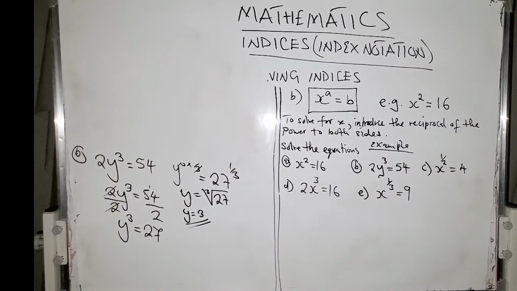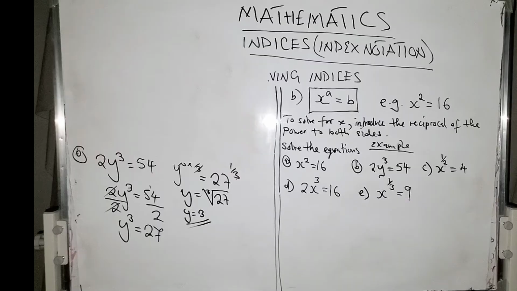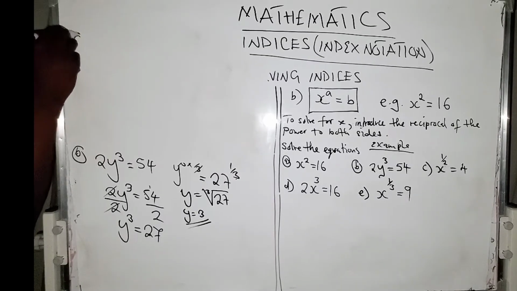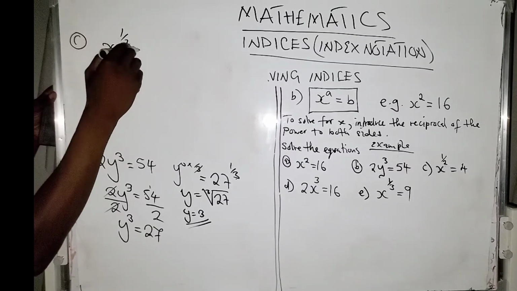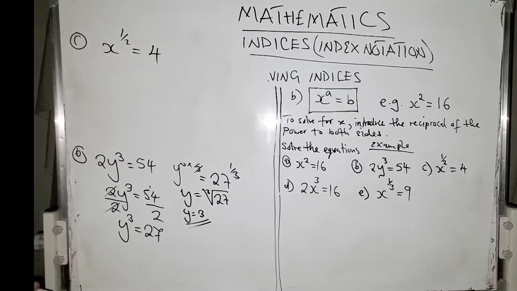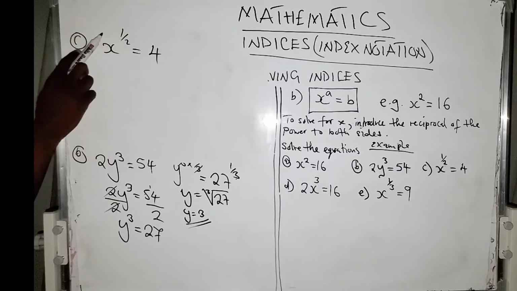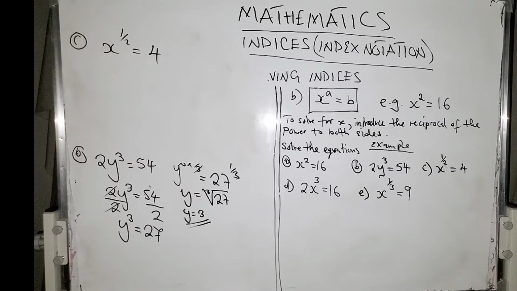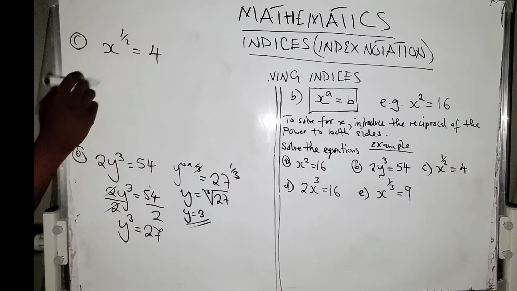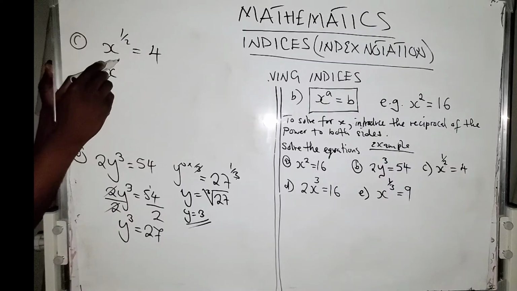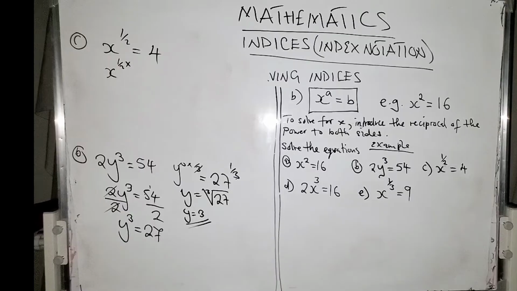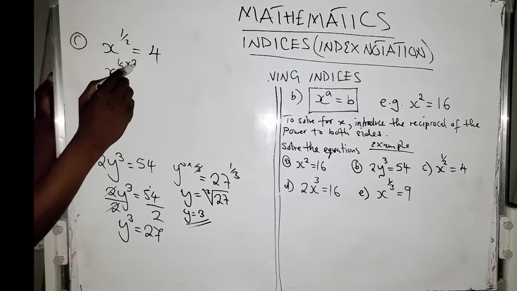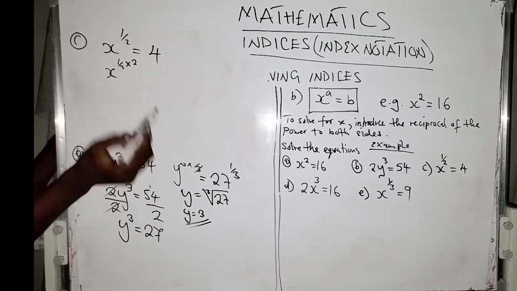The second last question. Oh, we have two more. So question C is direct. Is x to the power half equal to 4? Check. Now the power here is a fraction, so the reciprocal shouldn't be a fraction. It's 1 over 2, right? So its reciprocal is just 2. Are we together?